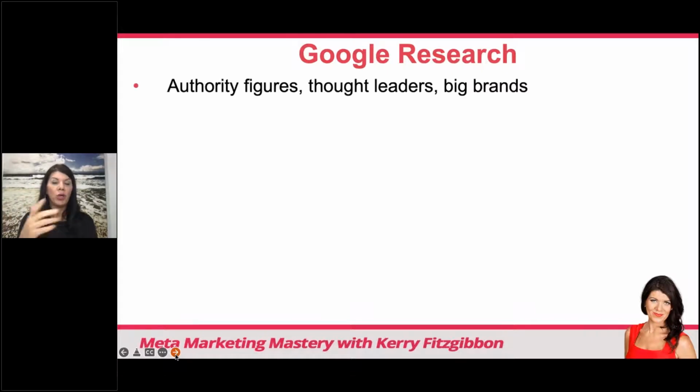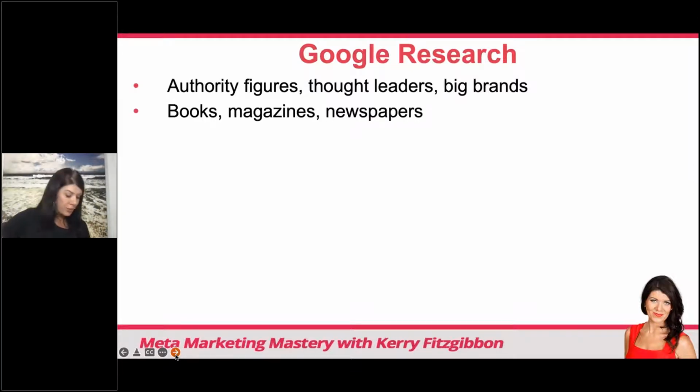So things we want to Google is we're looking for who are they following? Who are they shopping with before they shop with us? What content are they consuming? So the way we can find that out is we go into Google and we start Google searching. So we'll look at authority figures, thought leaders, some big brands that our audience might be following, what books and magazines and newspapers are they reading.